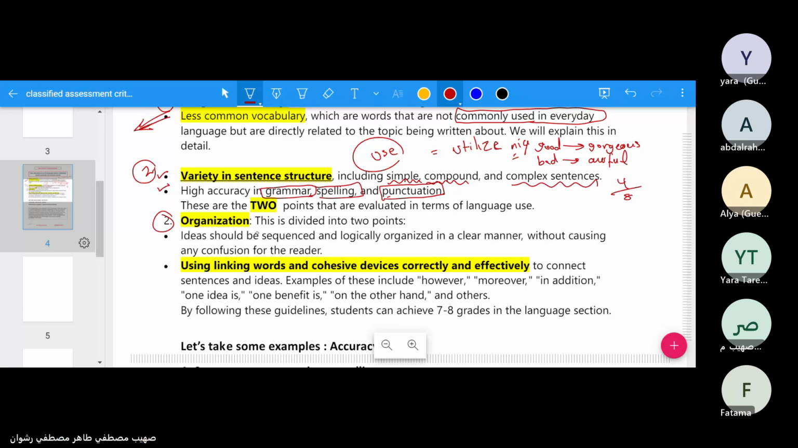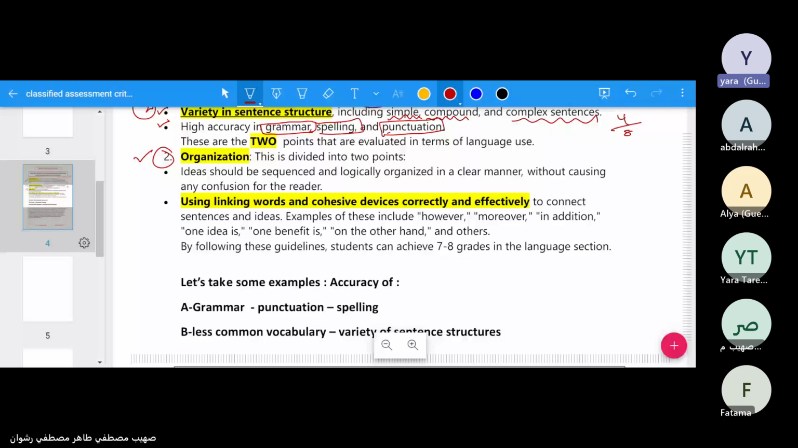The organization. Yara Muhammad, read the organization part. Organization. This is divided into 2 points. Ideas should be sequenced and logically organized in a clear manner, without causing any confusion for the reader. Using linking words and cohesive devices correctly and effectively to connect sentences and ideas. Examples of these include however, moreover, in addition, one idea is, one benefit is, on the other hand, and others. Okay, thank you, Yara.